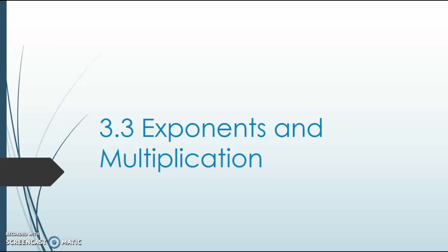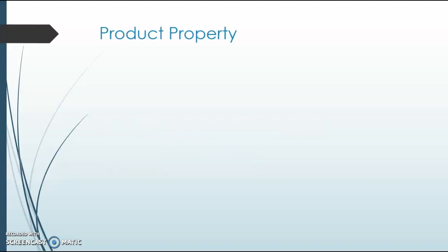And so I want to say this now. There are 3 videos to 3.3, and the reason is we're going to talk about 3 different rules. So I'm going to give each of those rules its own video. So first property, it's called the product property.